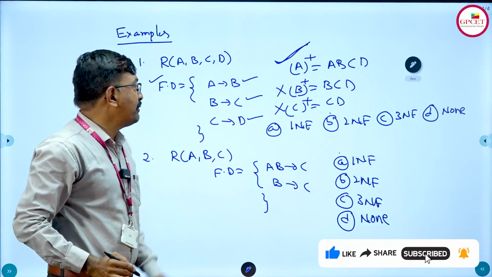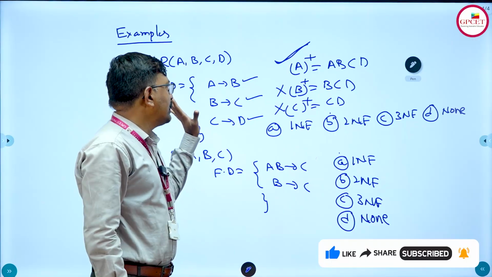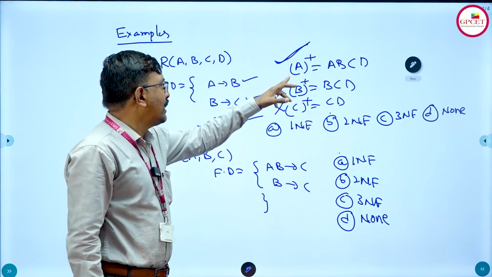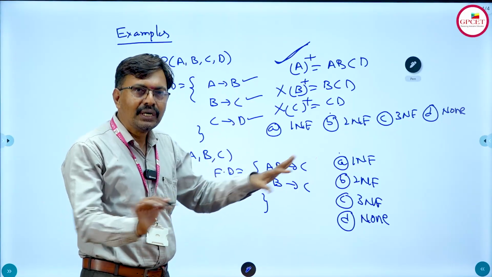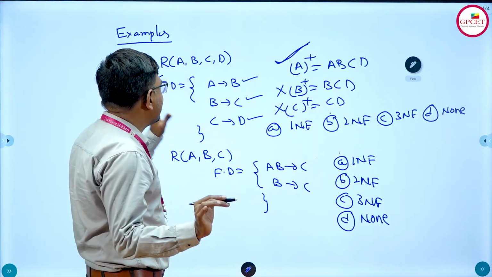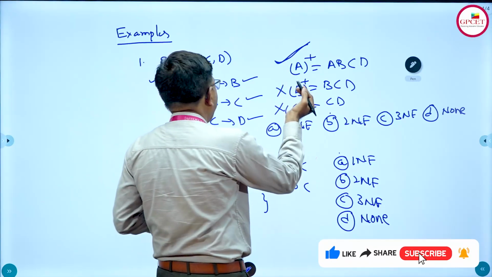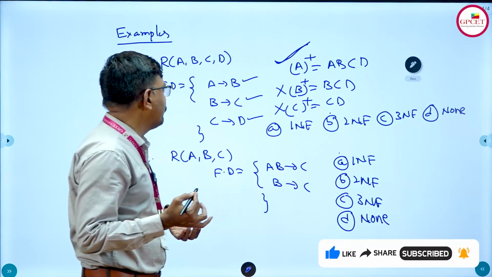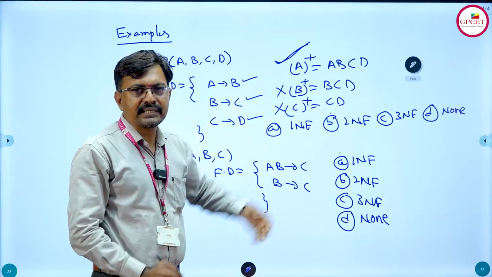Okay, what is the first normal form? We check one by one according to our normalization techniques. A is a key, so no doubt about it. There are no repeating groups and no multivalued attributes. That's why it is in first normal form. First normal form satisfied. Second normal form: what is the second normal form? There is no partial dependency. Here there is no partial dependency.